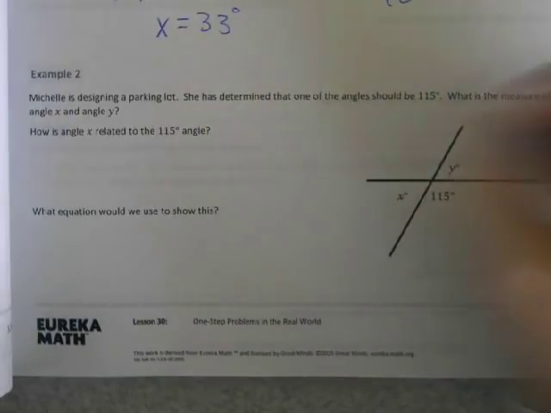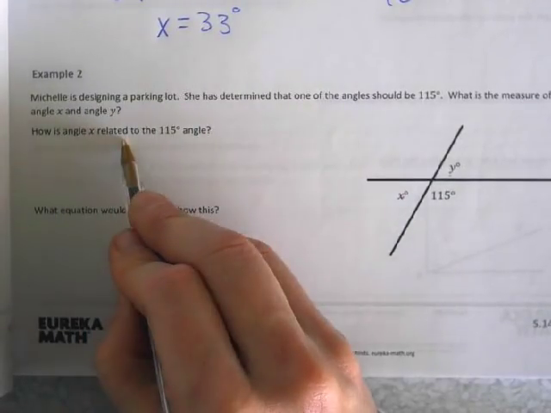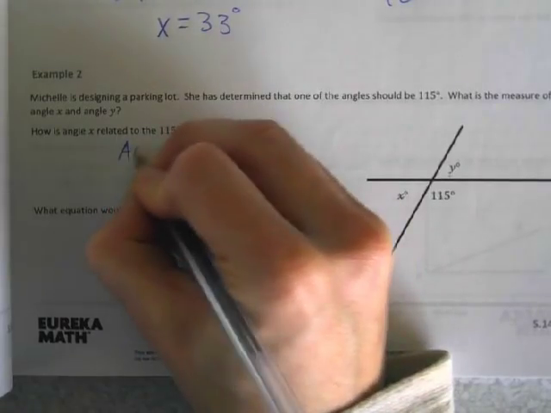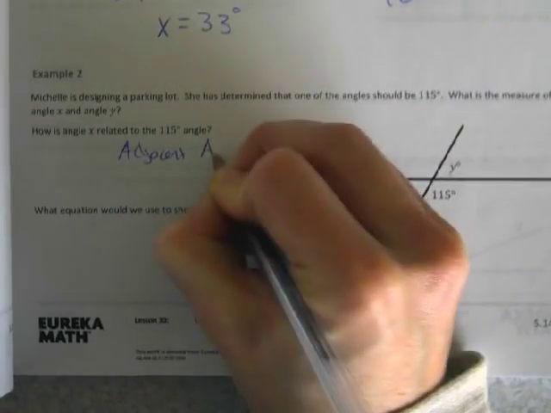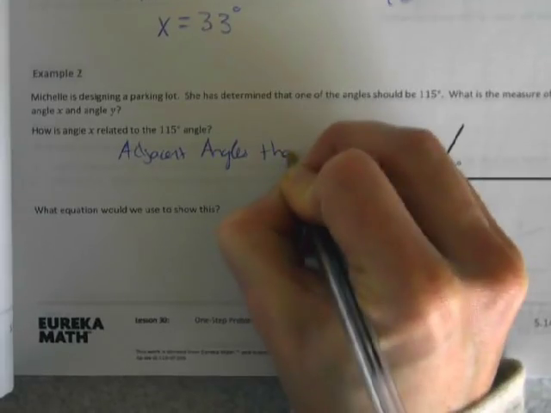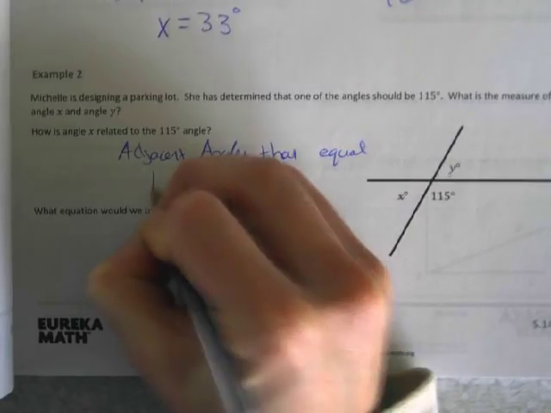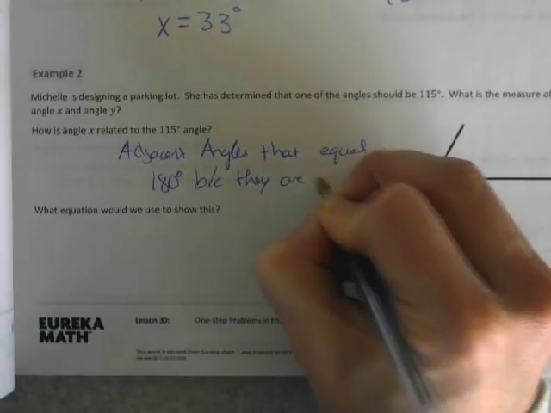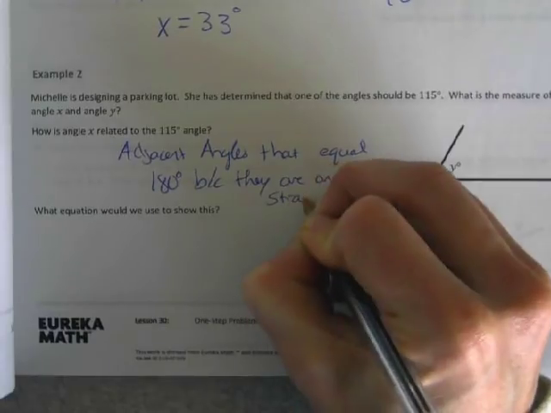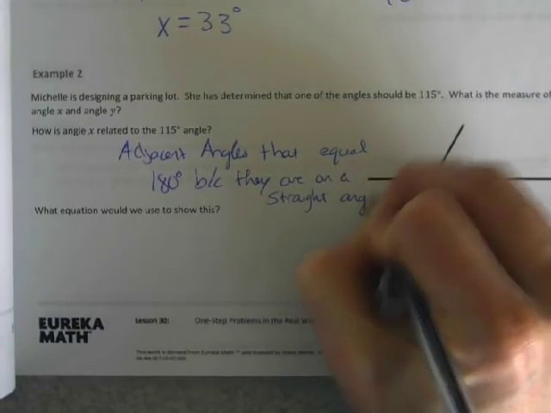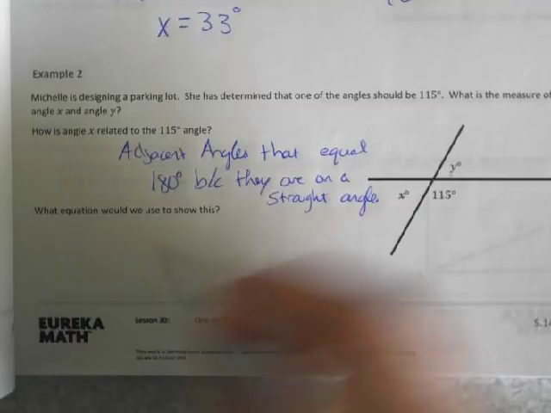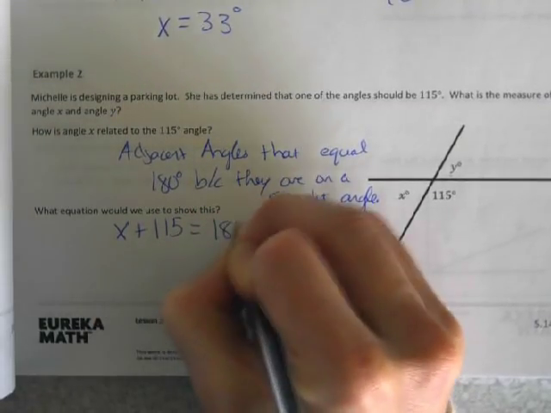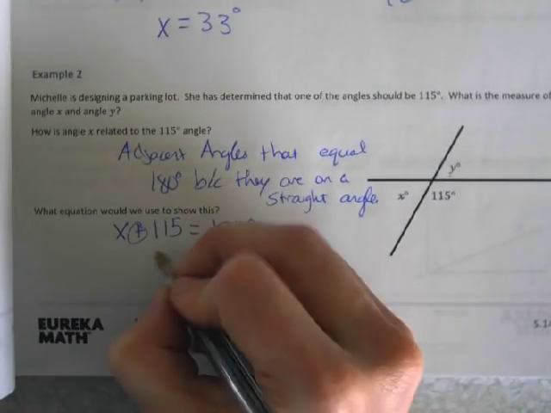So how is the angle x related to 115? Well, they're next to each other, so they are adjacent angles that equal 180 degrees because they are on a straight line, or a straight angle. And so what equation would you use? You'd use x plus 115 equals 180 degrees because you're adding.